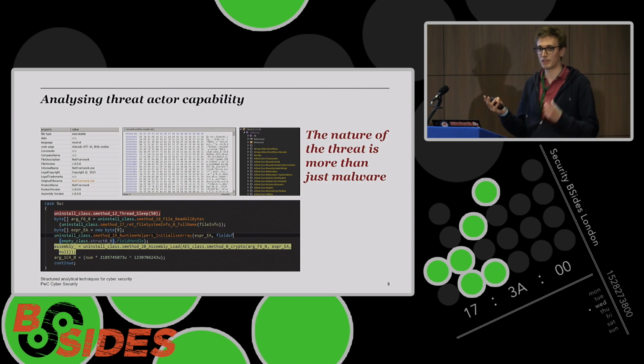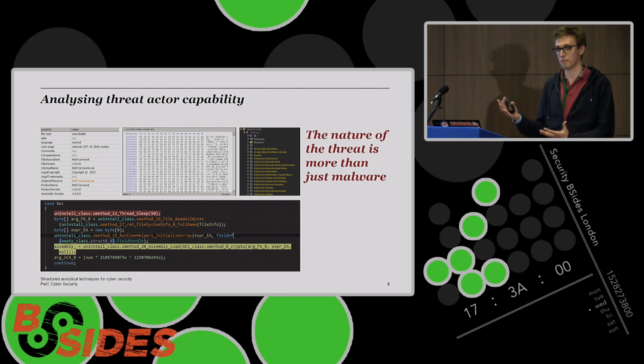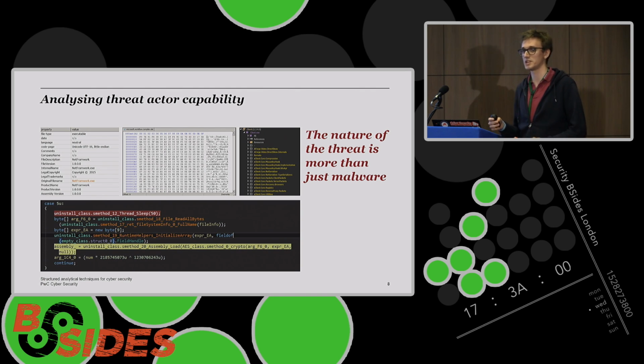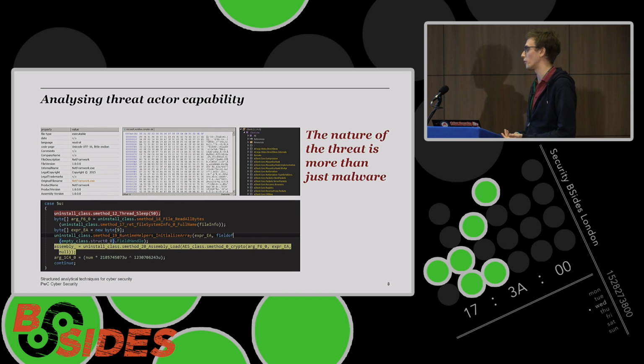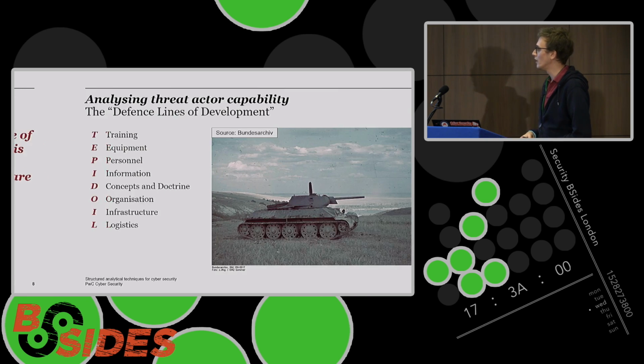So we can take exactly the same principle and apply that to cyber threat intelligence. Normally we might look at malware from a threat actor, and the nature of the threat that malware poses to us as an organization is more than just the threat of that malware itself. This is in effect the weapon, right? So there are loads of other things that we might want to think about.